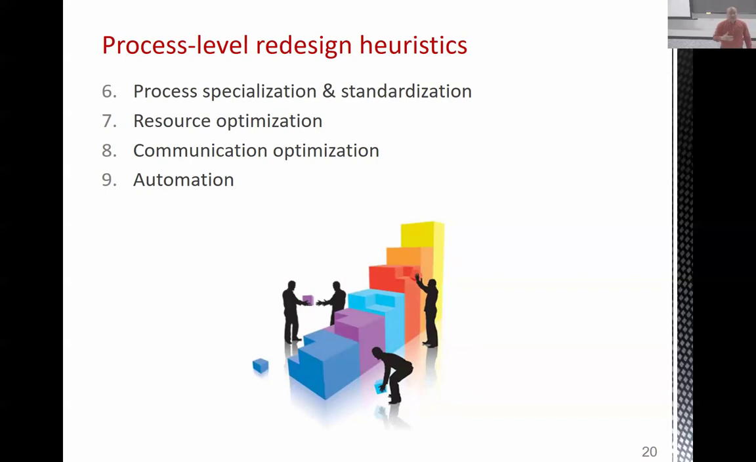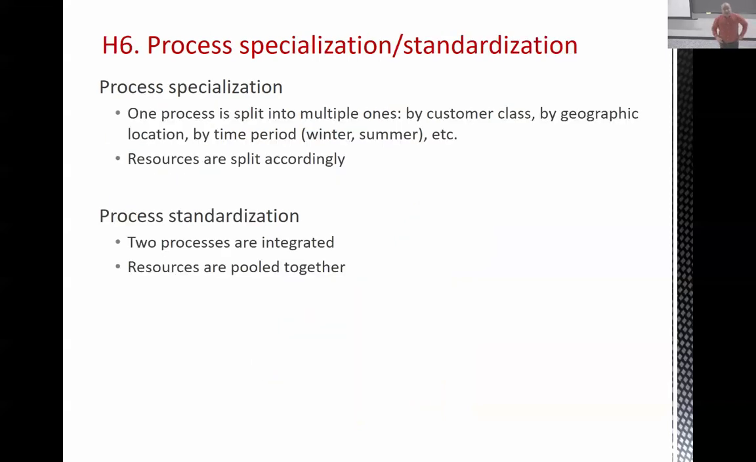The remaining heuristics work at a more macro level, not at the level of individual tasks, but at the level of the entire process. Heuristic number six is called process specialization or standardization. Specializing a process means that instead of having one single process with one process owner and a single set of people doing that process, you can copy it and make two separate processes that handle different types of customers or different geographies.